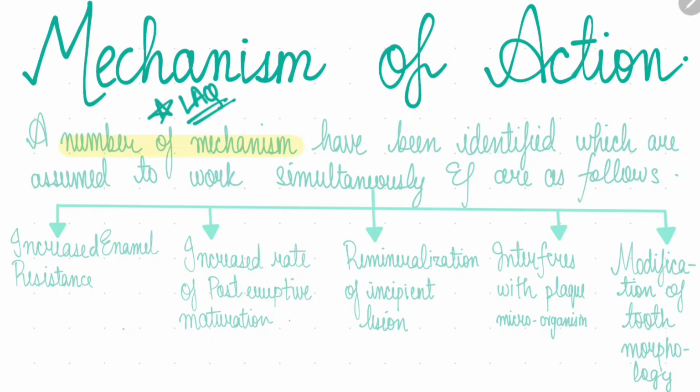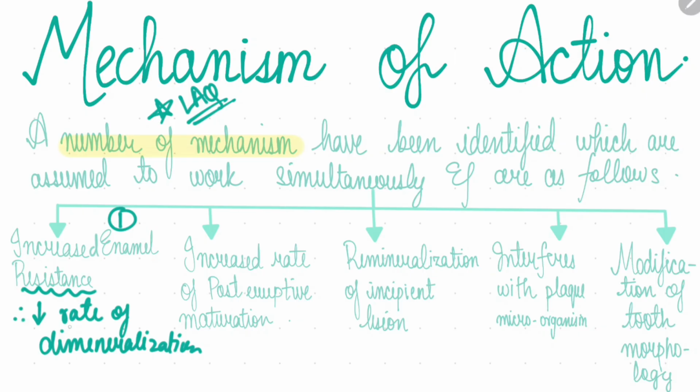Okay, so the first and foremost thing that fluoride does is that it increases enamel resistance, or we can say that it reduces the rate of demineralization. Okay, it is easier to understand this way. The first thing it does, it strengthens the enamel. It increases the resistance of enamel, and therefore it decreases the rate of demineralization. So now enamel is less susceptible to caries because it is stronger. It does not undergo demineralization as fast as it used to earlier.